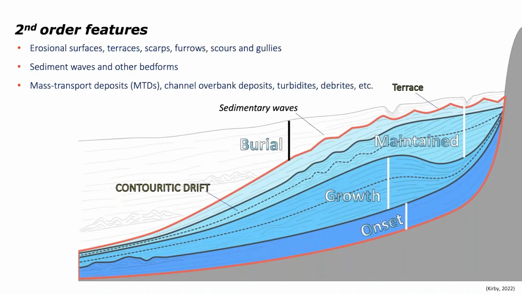And for example, the drift is a third order feature. The channels or moats or terraces are also third order because they are very large. And as second order features, you could have erosional surfaces or small terraces, scarps, furrows, scour gullies, and so on. Or sediment waves or other bed forms, mass transport deposits, channel overbank deposits, turbidites, etc. So they are smaller in scale compared to the third order features.